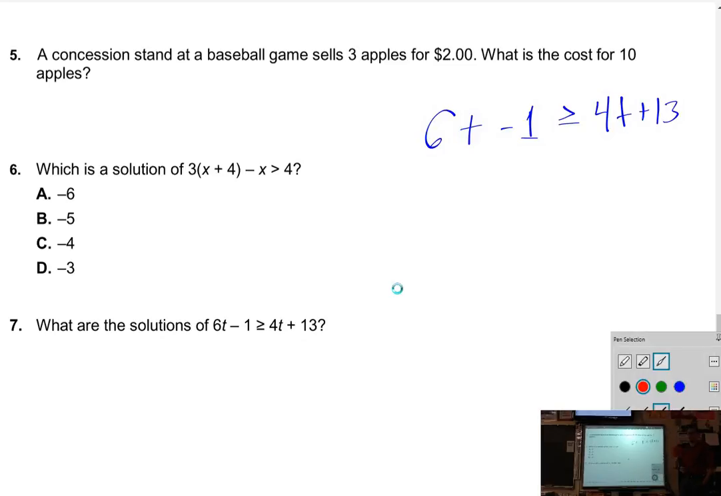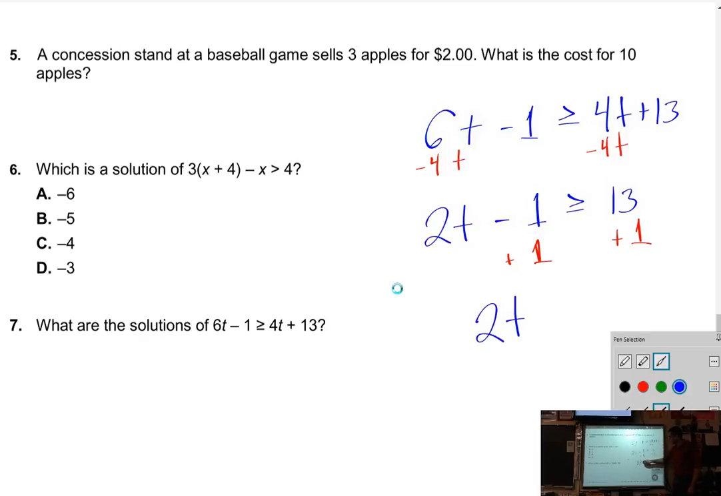Again, I'm in one of those situations where I have 4 options to start. What I see is I have both positive variable values, and I would like my variable to stay positive. So if I take away 4t, not 40, but 4t from both sides, that will leave me with a positive 2t, which is nice because then that's the only variable that I have left. So my inequality becomes that. Since my only variable is on the left-hand side, I'm going to treat that as my variable side and add 1 to both sides. I then have 2t is greater than or equal to 14.